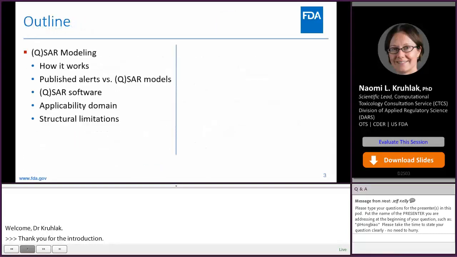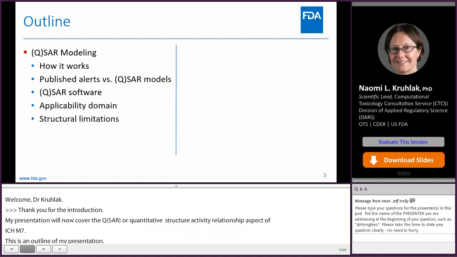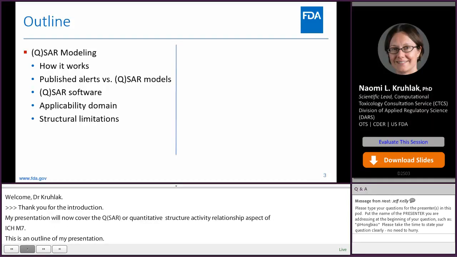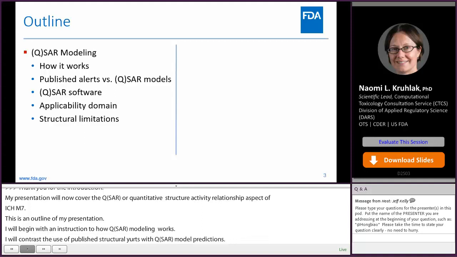This is an outline of my presentation. I'll begin with an introduction to how QSAR modeling works. I'll contrast the use of published structural alerts with QSAR model predictions. I'll list some of the QSAR software that are available for predicting the mutagenic potential of impurities. I'll cover the concept of applicability domain and also some structural limitations of the methodology.